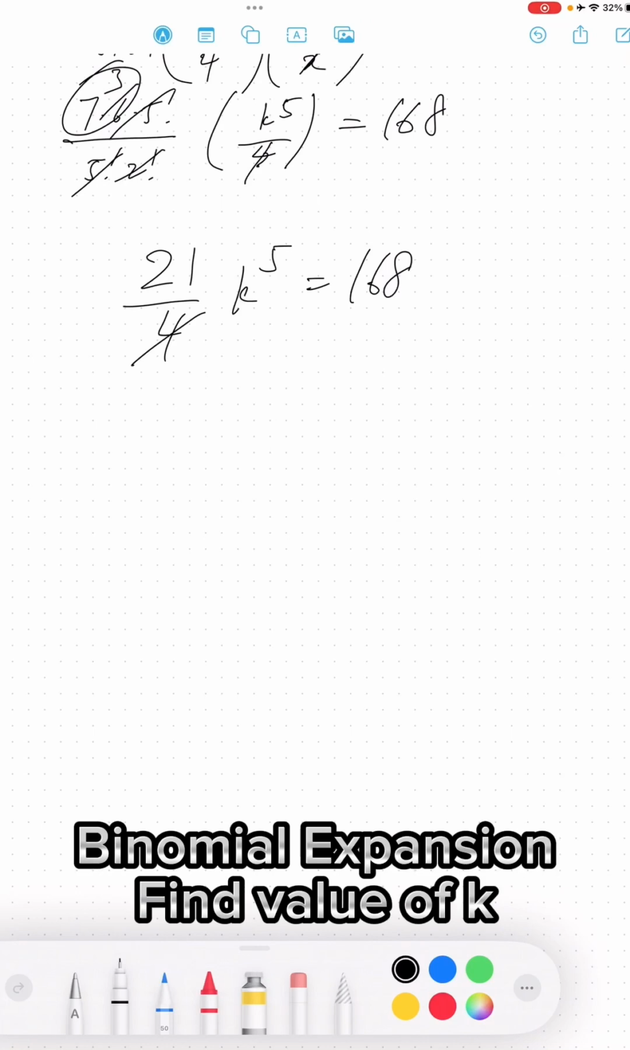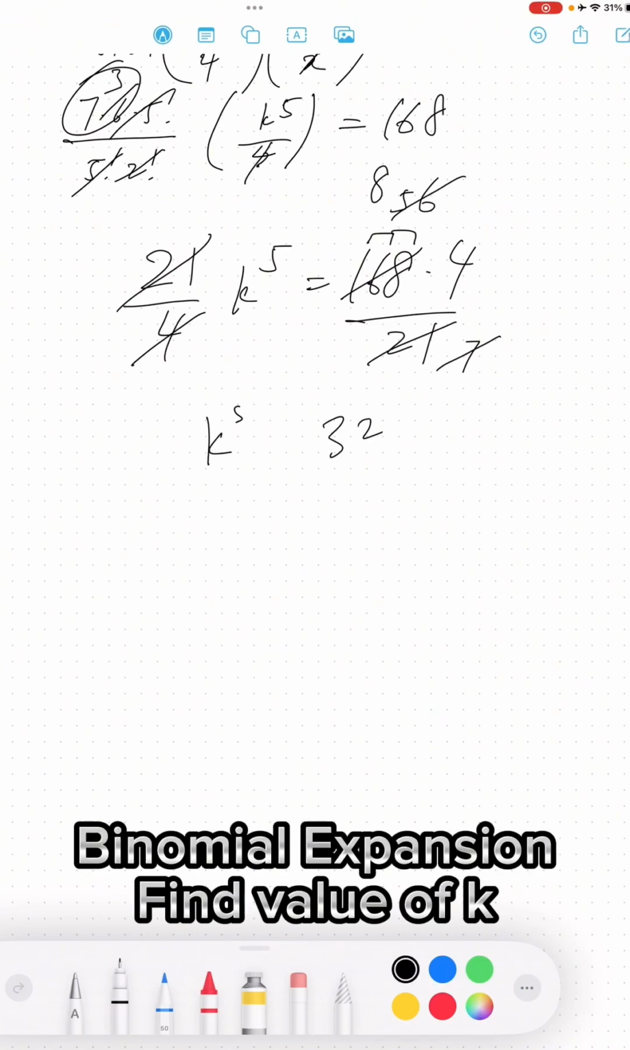So then we can multiply by 4 and divide by 21. Since 168 is also divisible by 3, because the sum of its digits adds up to a number that's divisible by 3, we can divide both by 3. You get 7, and here I get 56. And so that's 8. 8 times 4 is 32. k to the power of 5 is 32. And so k is 2. And that's the answer.